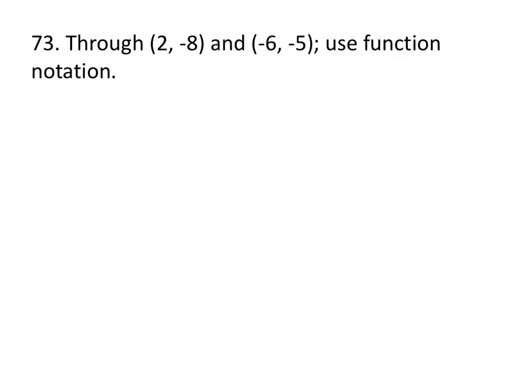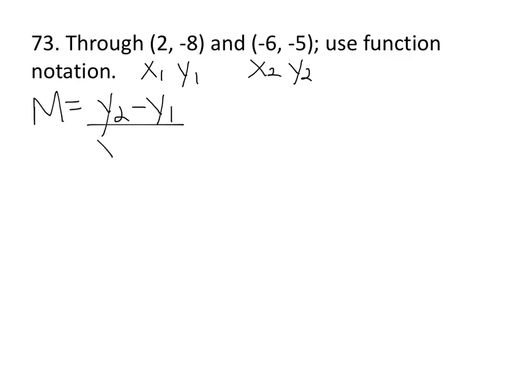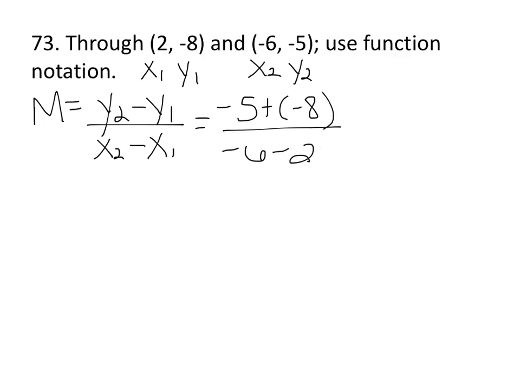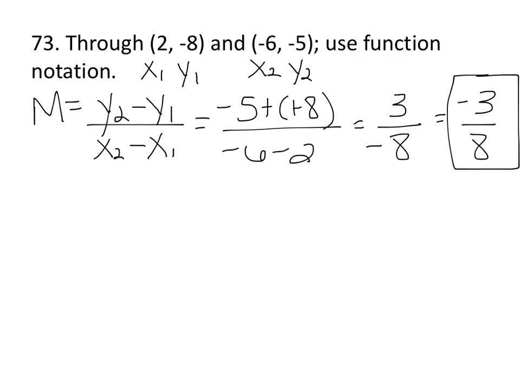Okay, and then 73. Through these 2 points, so x1, y1, x2, y2, and they want us to use function notation this time. So we're going to use our formula to find the slope. So negative 5 minus negative 8 over negative 6 minus 2. Add a line, change the sign. You get 3 over negative 8, which we know I like to put the negative in the numerator. So our slope is negative 3/8.